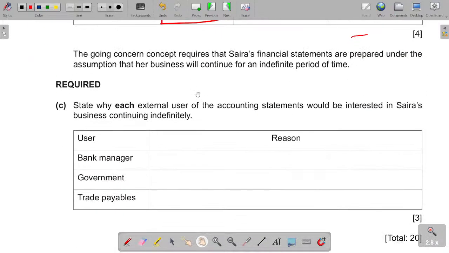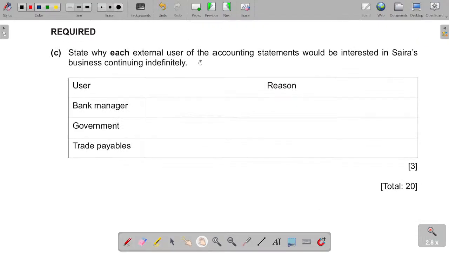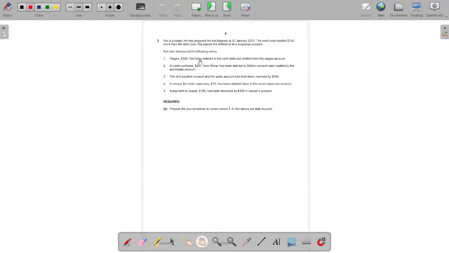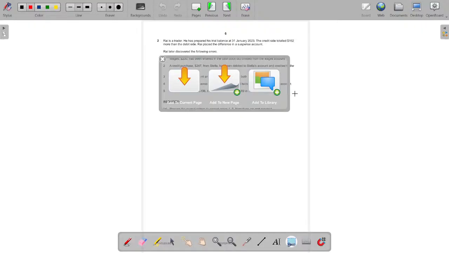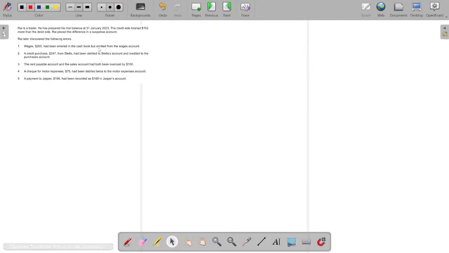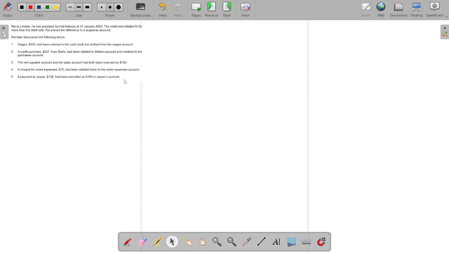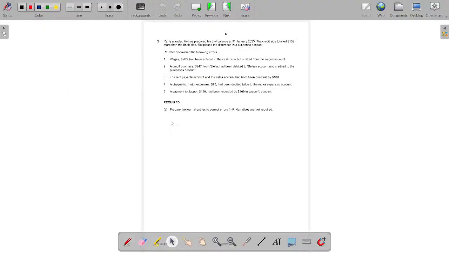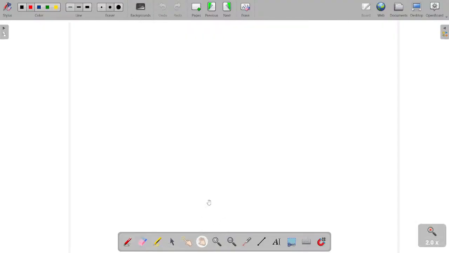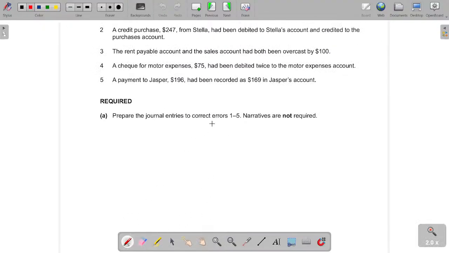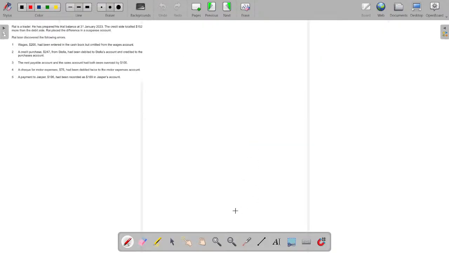Okay, next one is a theory. We'll move on to the next question. Question number 2A. 2A is all about correction entries. See here. Prepare journal entries to correct the errors. It's a correction entry.